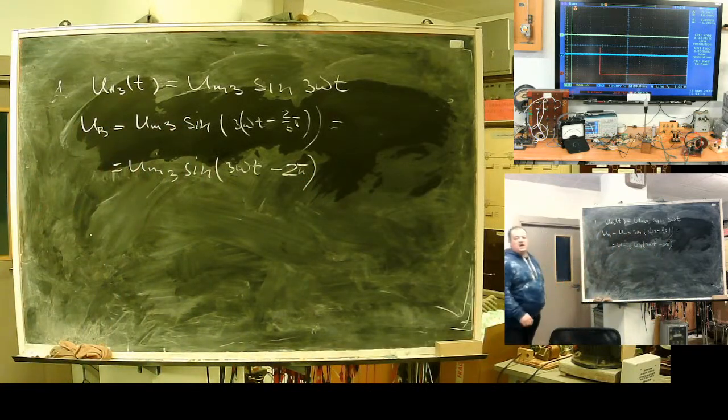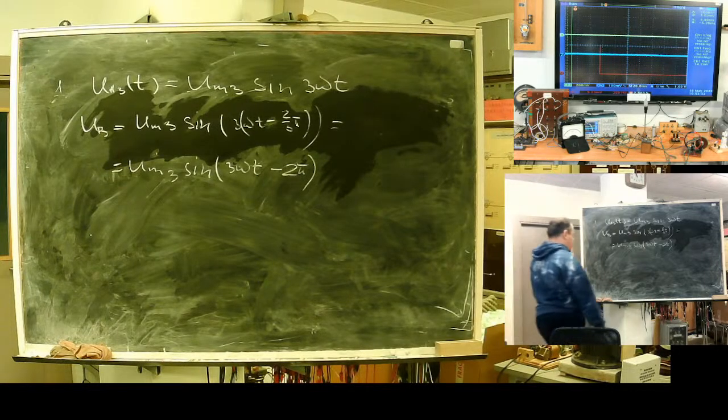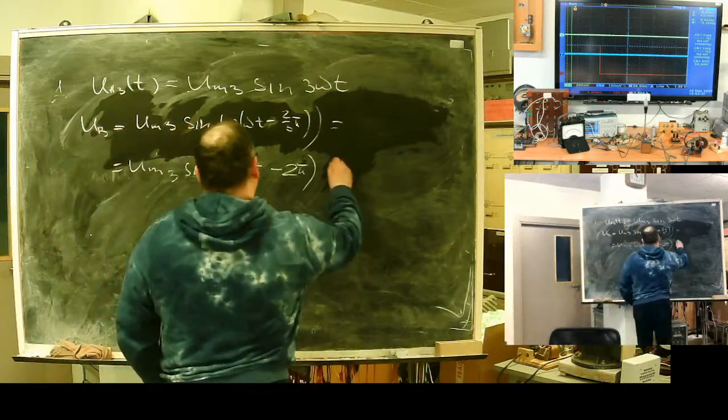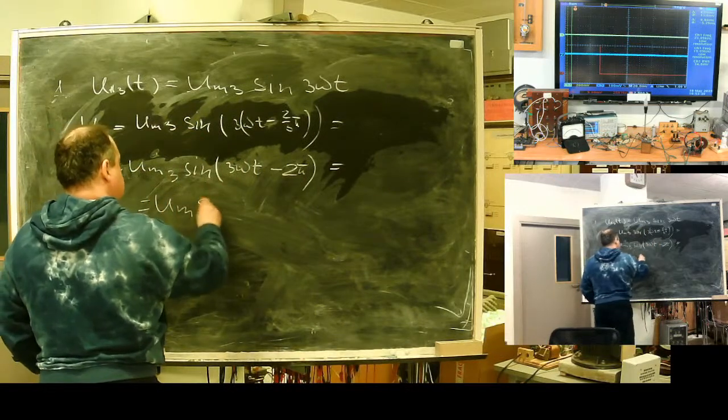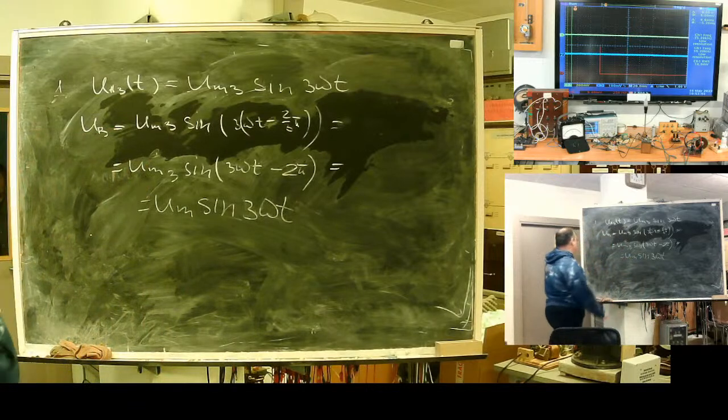What happens with sine if we shift it back by double pi? Can you answer? Huh? What about trigonometry? Nothing. It's a full turn. It equals sine 3 omega t. The same thing with the C phase.